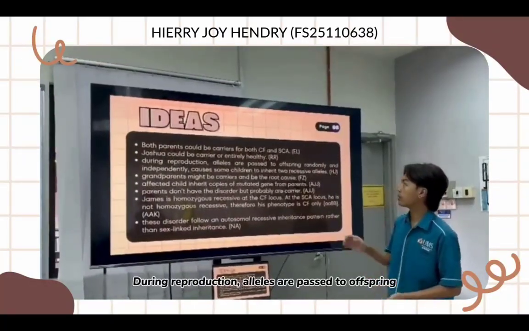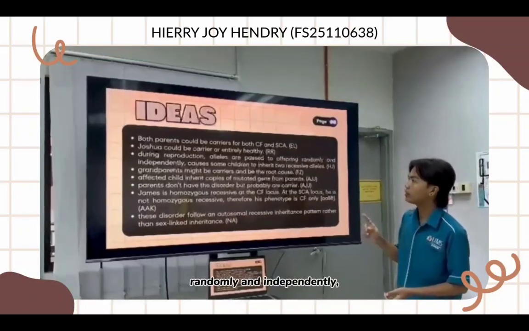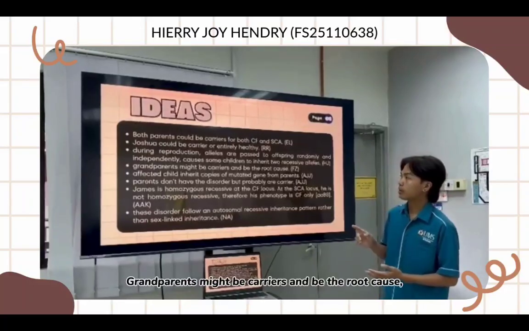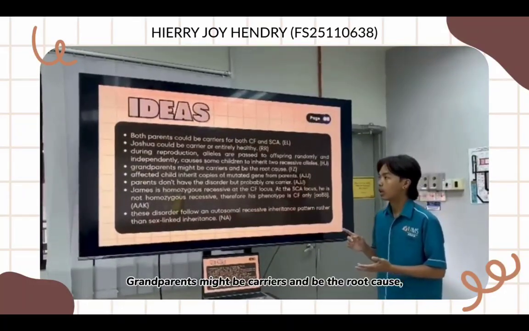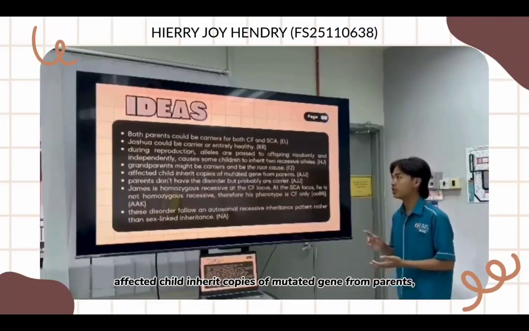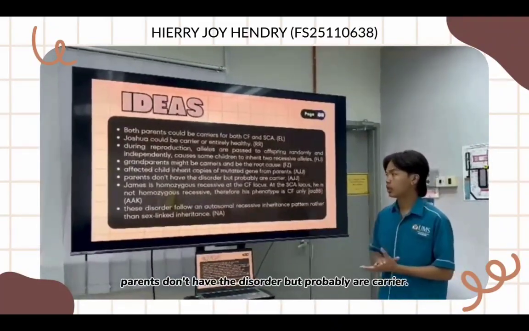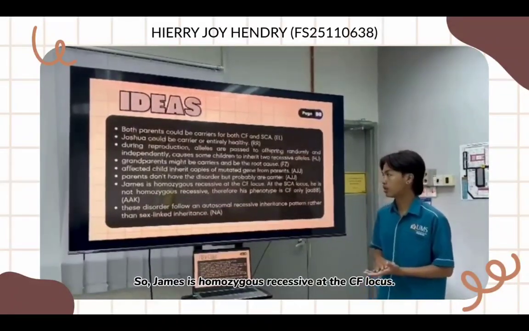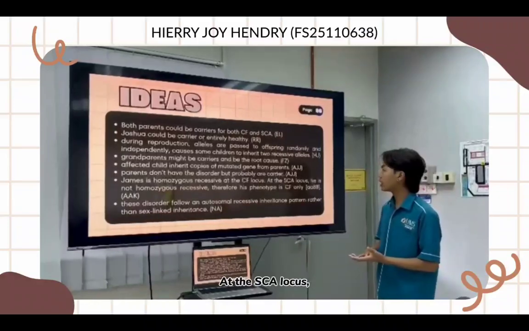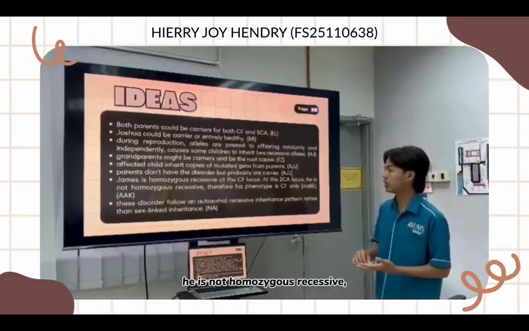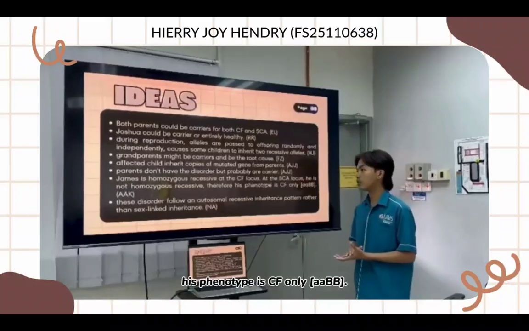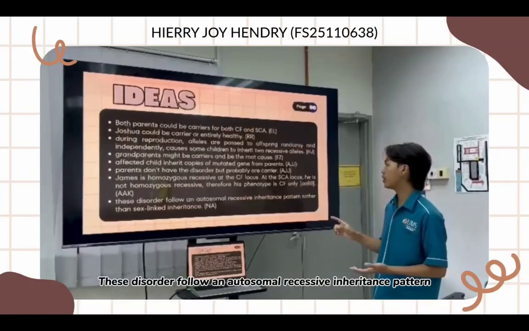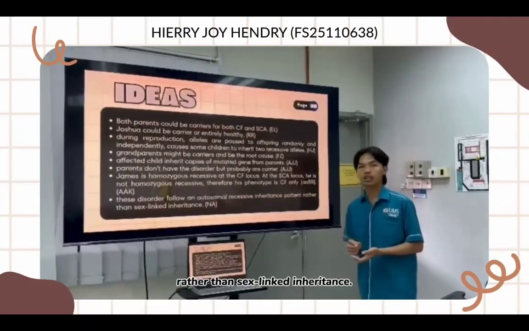During reproduction, alleles are passed to offspring randomly and independently, which causes some children to inherit two recessive alleles. The children inherit copies of the mutated gene from the parents. Parents don't have the disorder but probably are carrying it. So, James is homozygous recessive for CF. He is not homozygous recessive for SCA, therefore his phenotype is CF only. This disorder follows an autosomal recessive inheritance pattern rather than sex-linked inheritance.